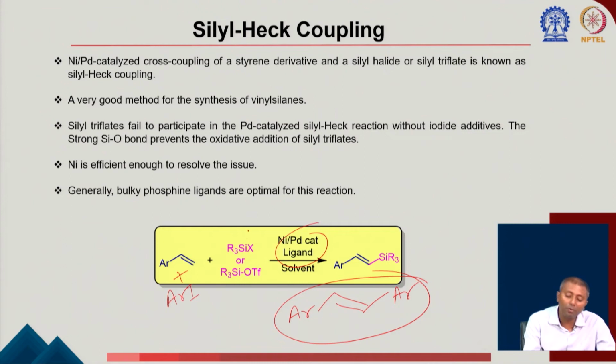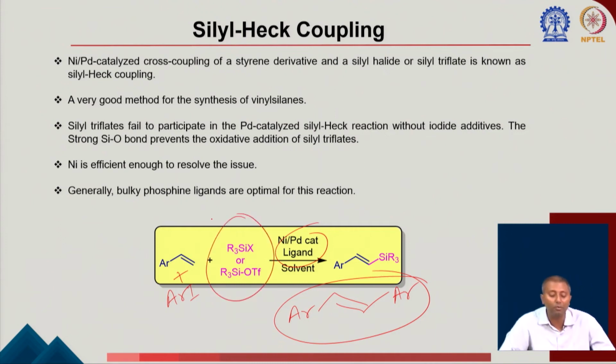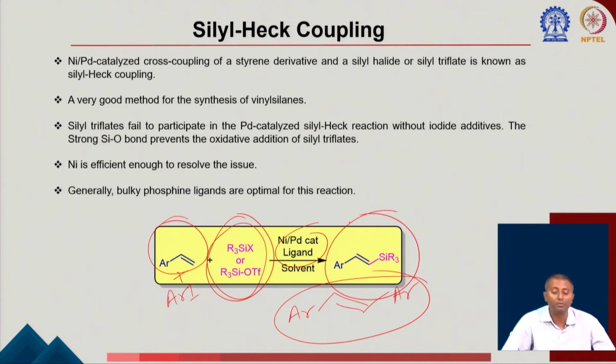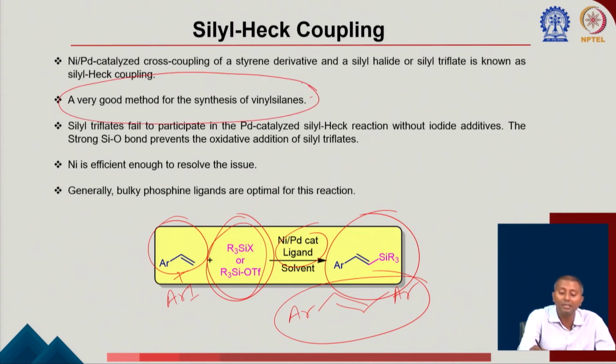That means one compound will be R3SiX or R3SiOTf. If you have this, then that can also participate in the Heck coupling with the olefin, with some sort of styrene or some sort of olefin. If you have seen the Heck coupling, here the only difference is that this type of silyl reagent is used. It can be done with palladium or nickel to get the corresponding vinyl silicon compound. Again, this is a very good method for the synthesis of vinyl silanes, and the cross coupling of a styrene derivative with the silyl halide or silyl triflate is called the silyl Heck.